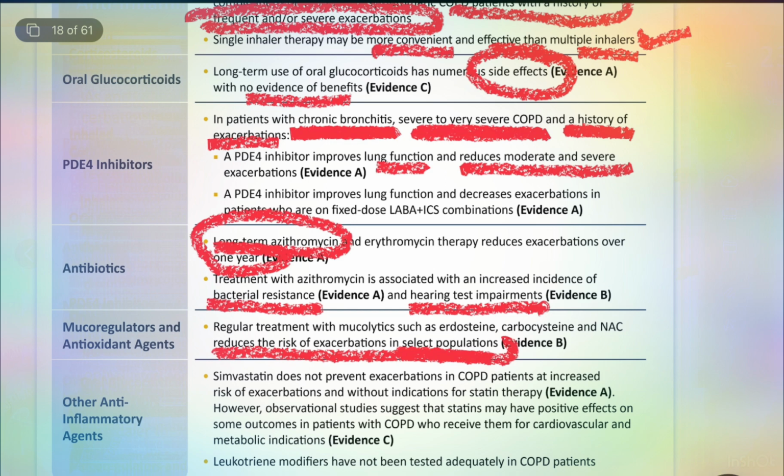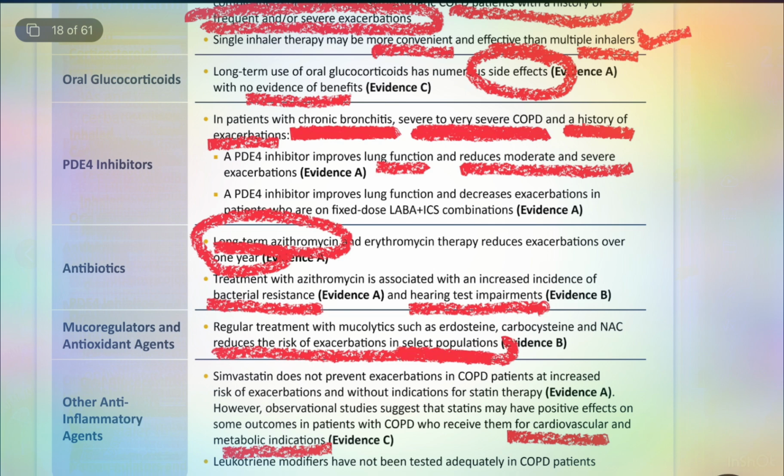However, observational studies suggest that statins may have a positive effect on some outcomes in patients with COPD who receive them for cardiovascular and metabolic indications. If a patient has a cardiovascular and metabolic indication for the use of simvastatin, then we should give it, and it can reduce COPD exacerbations.